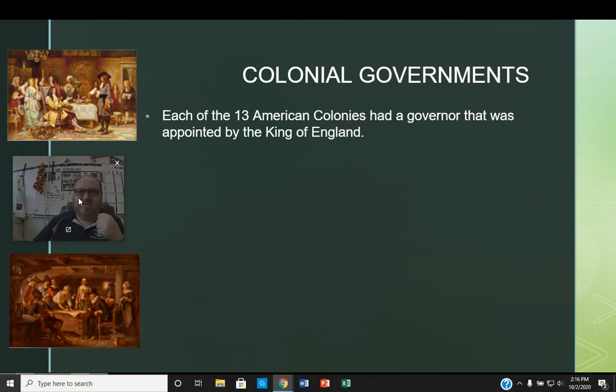Okay, now we switch then to the colonial governments. So, with those ideas, the colonial governments begin to establish themselves. Now, each of the 13 American colonies had some things in common. They had, number one, a governor. Usually that governor was appointed by the King of England in pretty much 10 out of the 13 colonies.